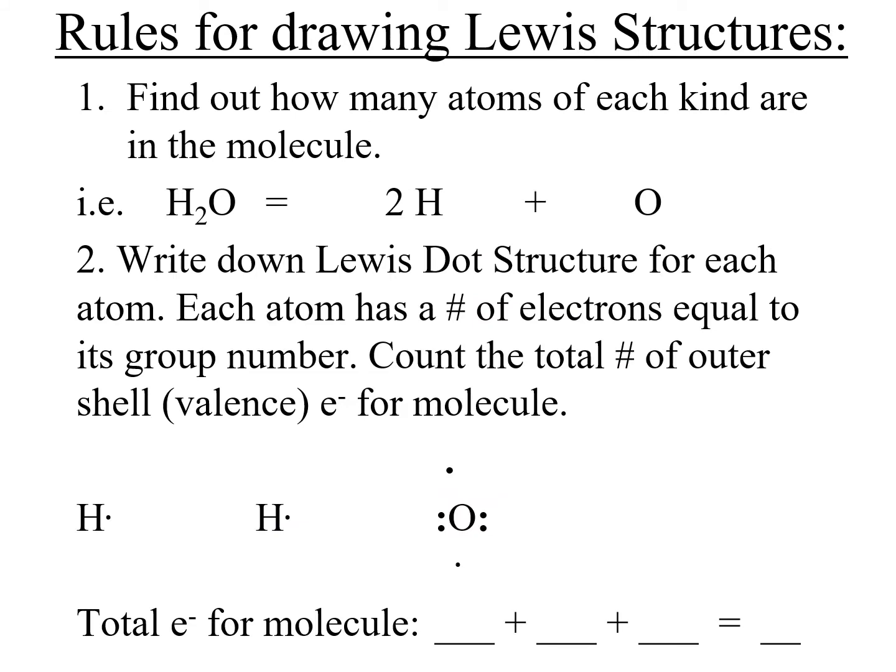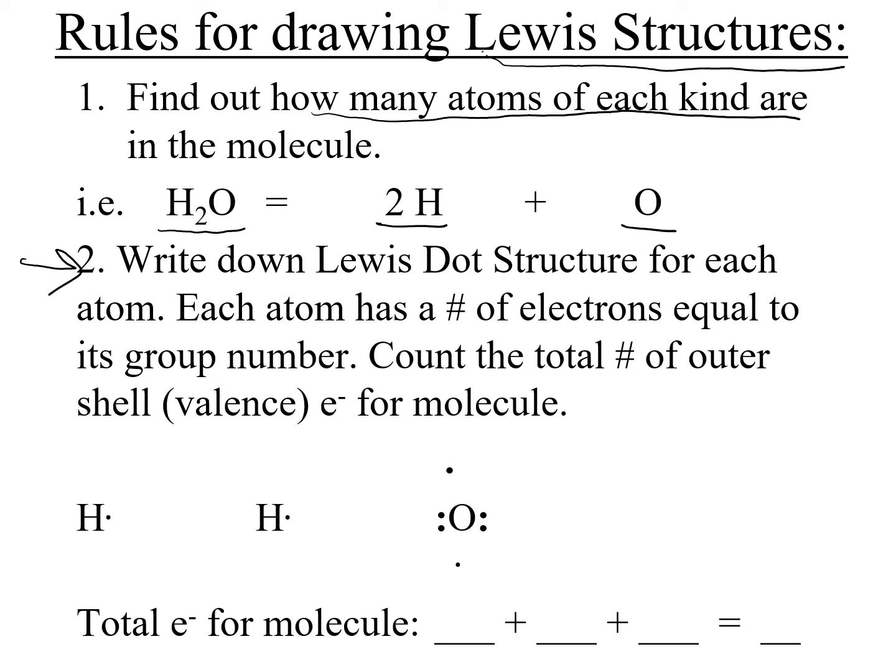In order to draw Lewis structures for covalent compounds, we have a set of rules we need to follow. Rule number 1 is to find out how many atoms I have of each kind of element in my molecule. So in H2O, the subscript tells me the number of atoms I have. So I have 2 hydrogens, oxygen, there's nothing written behind it, so it's implied that it's 1, and we have 1 oxygen. Rule number 2 is to write the Lewis dot structure for each atom.